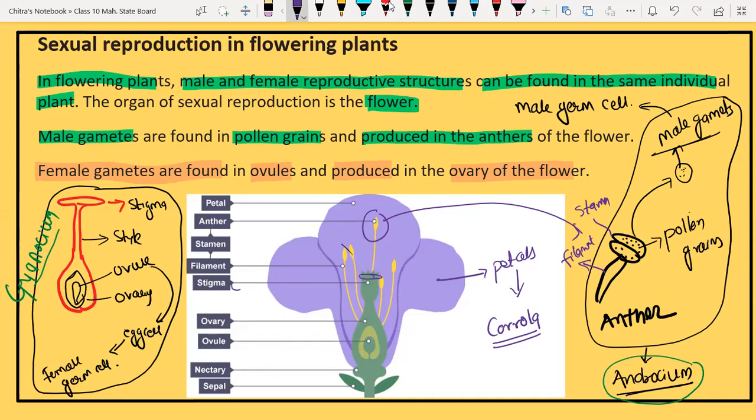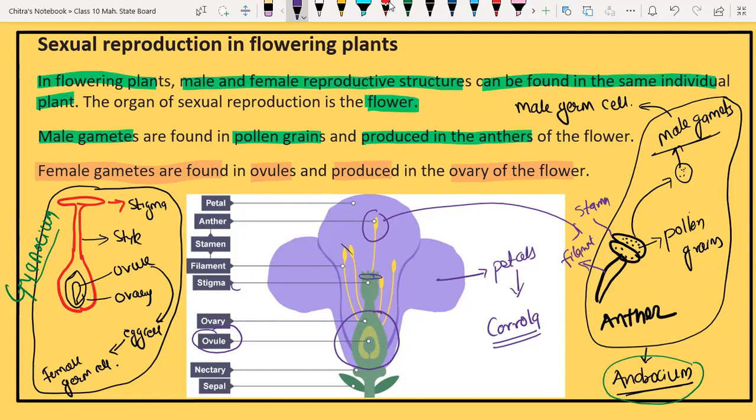Then we have the ovary at the base of the flower. Inside the ovary, we have ovules. This is the ovary, and inside the ovary we have the ovule, and the ovule is nothing but the female egg germ cell, which is called the egg cell.